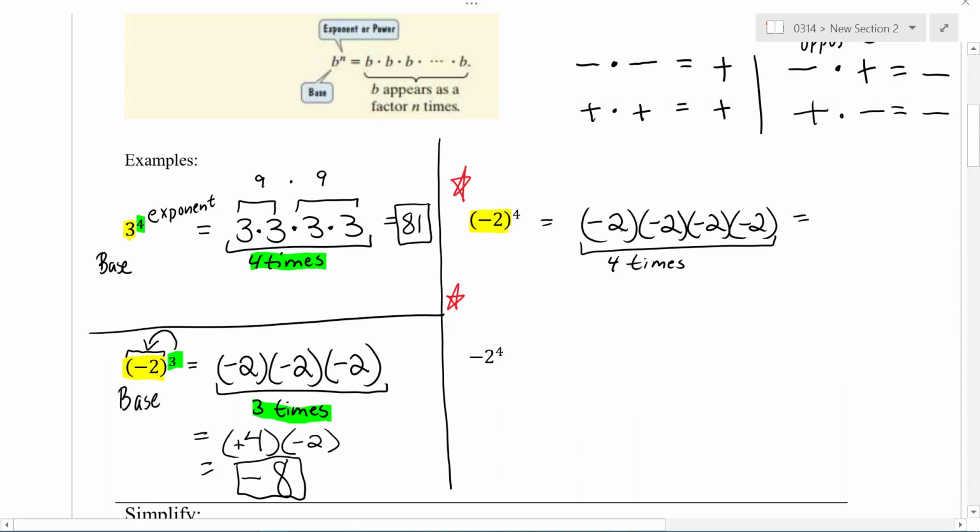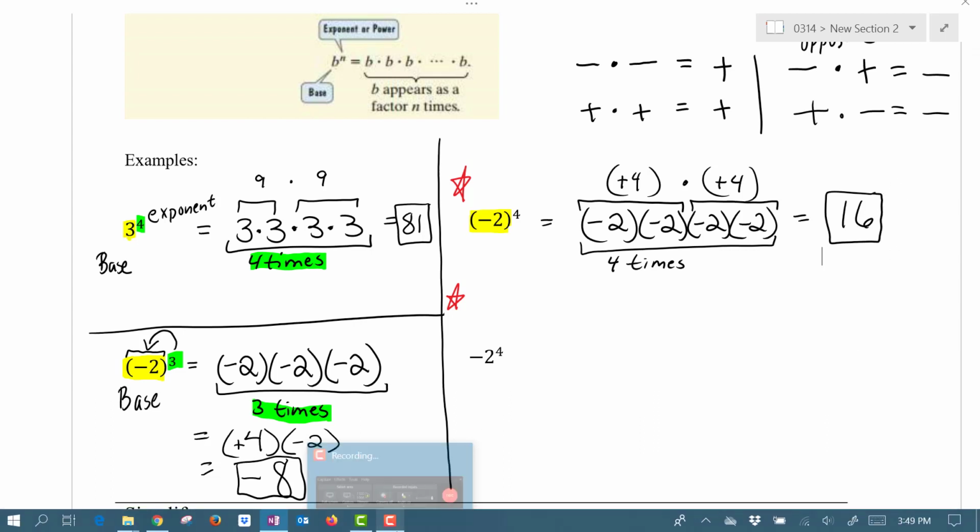Okay, what do I get when I multiply -2 times itself 4 times? So let's do the simplification. -2 times -2 gives me a +4. -2 times -2 gives me another +4. Positive times a positive gives me a +16. Okay, we can also do that in Desmos, so let's just take a peek at that.